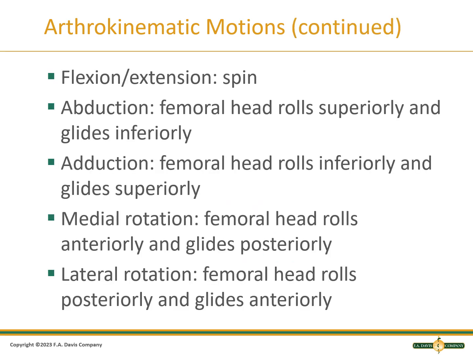Arthrokinematics of the hip that we're discussing here are going to be open chain movements where we have our convex femur moving on our concave acetabulum. Your textbook defines flexion and extension as being a spin. Clinically, we can consider flexion as being an anterior roll with a posterior glide and extension as being a posterior roll with an anterior glide, but your textbook officially defines flexion and extension as a spin.